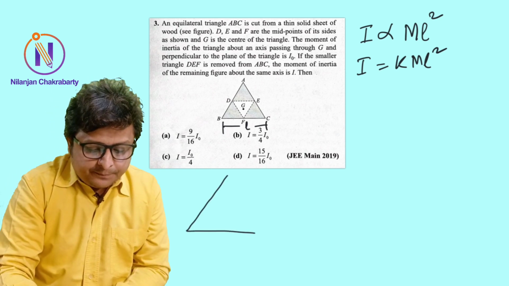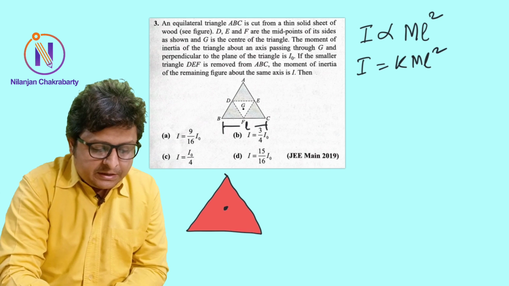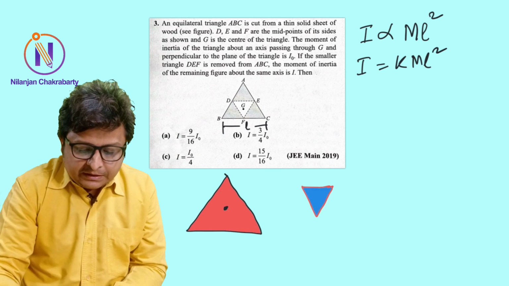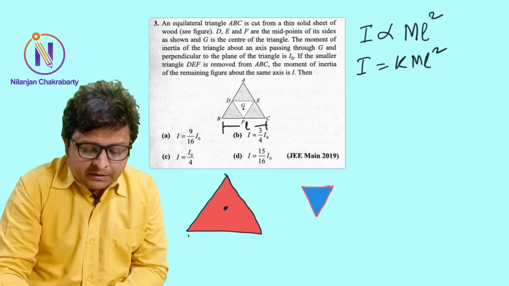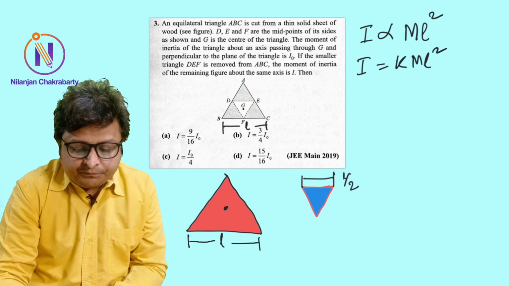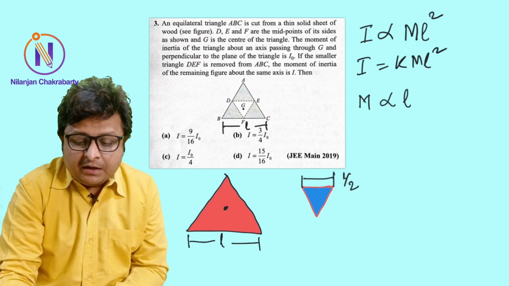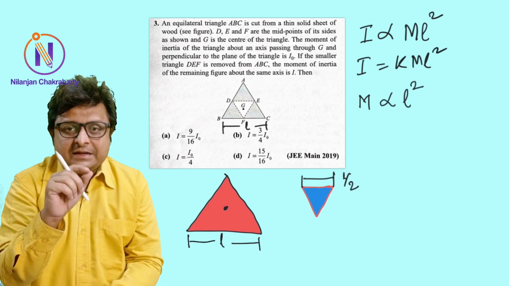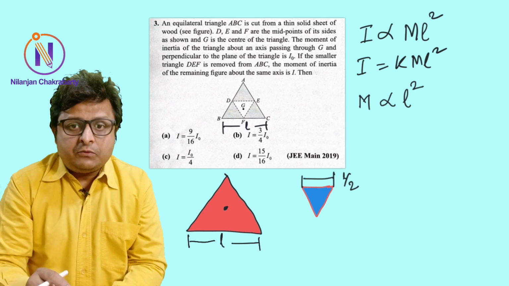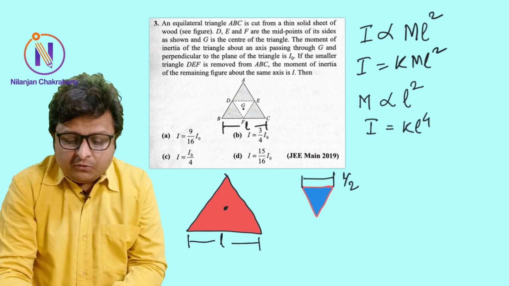Now let us do this for the total equilateral triangle, and then for the small equilateral triangle. The side of the big one is L, and the side of the small one is L/2. For an equilateral triangle the mass is proportional to the area, so mass is proportional to L squared, because the thickness of this triangular sheet is the same throughout. So ultimately I is equal to k times L to the power 4.